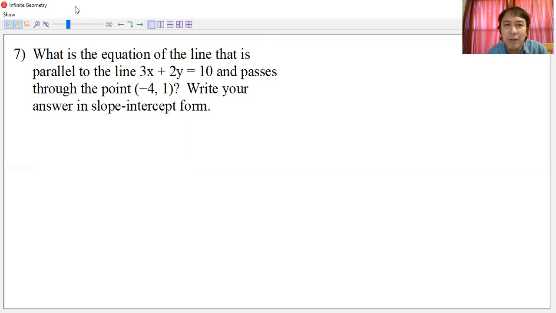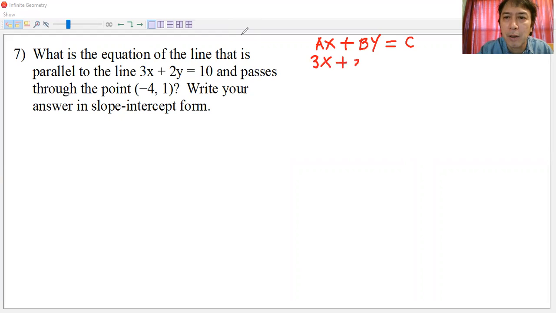The given line is in standard form. It looks like standard because it looks like Ax plus By equals C. And this is 3x plus 2y equals 10. So what is the equation of the line that is parallel to this line and passes through the point negative 4, 1?